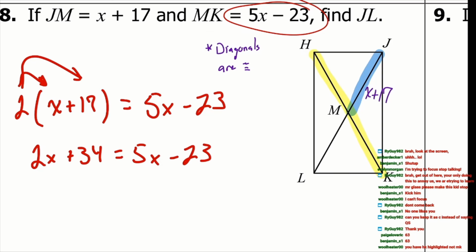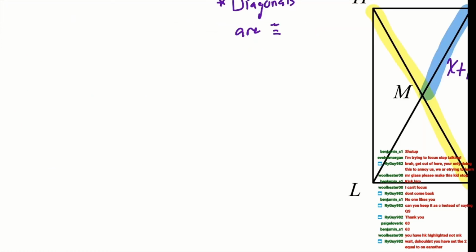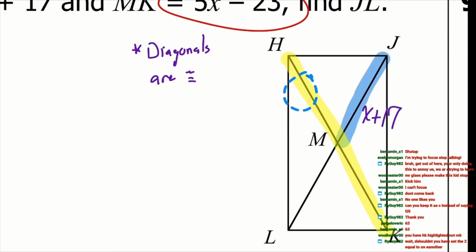I have HK. Oh, Julia's right. Oh yeah, that changes the entire problem. So good catch. My apologies. Because it is MK.